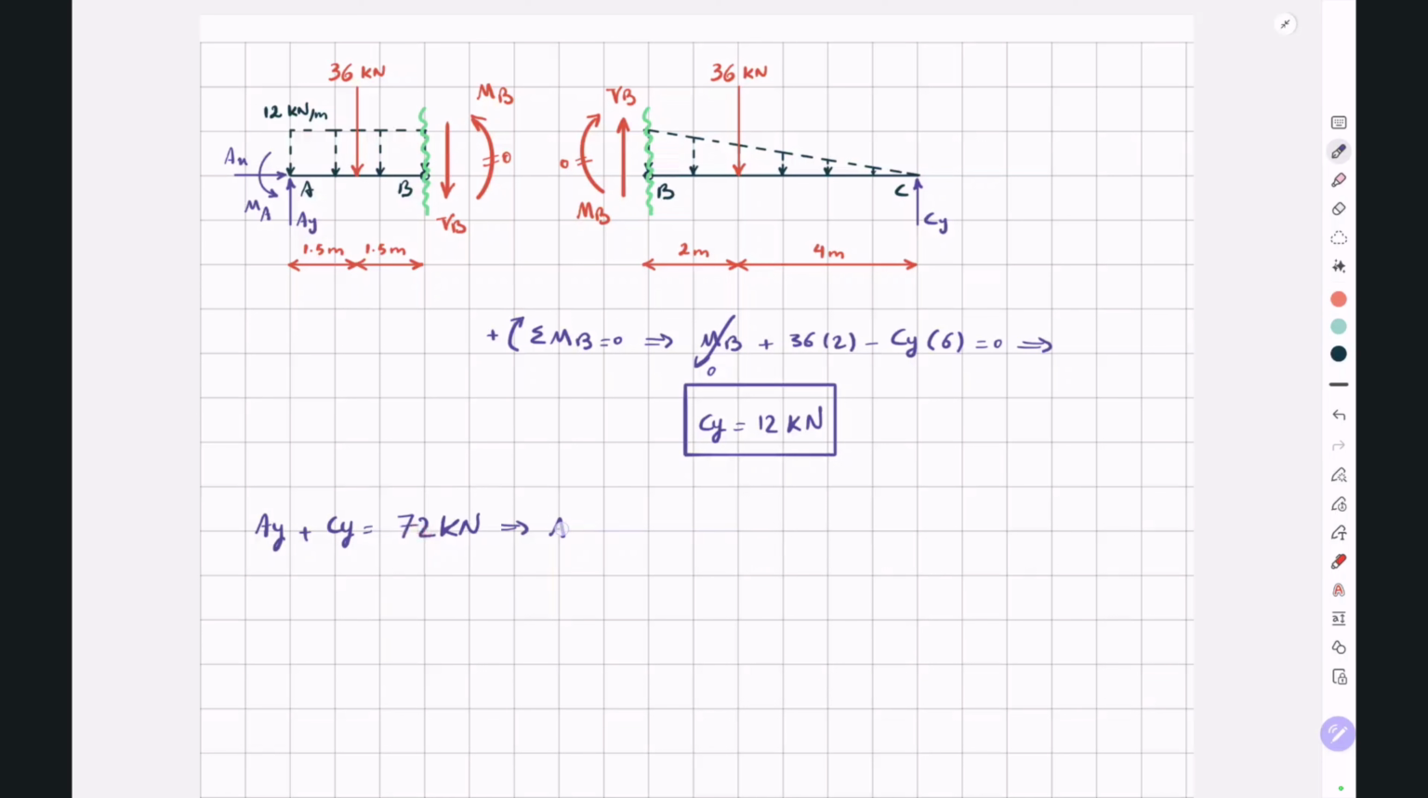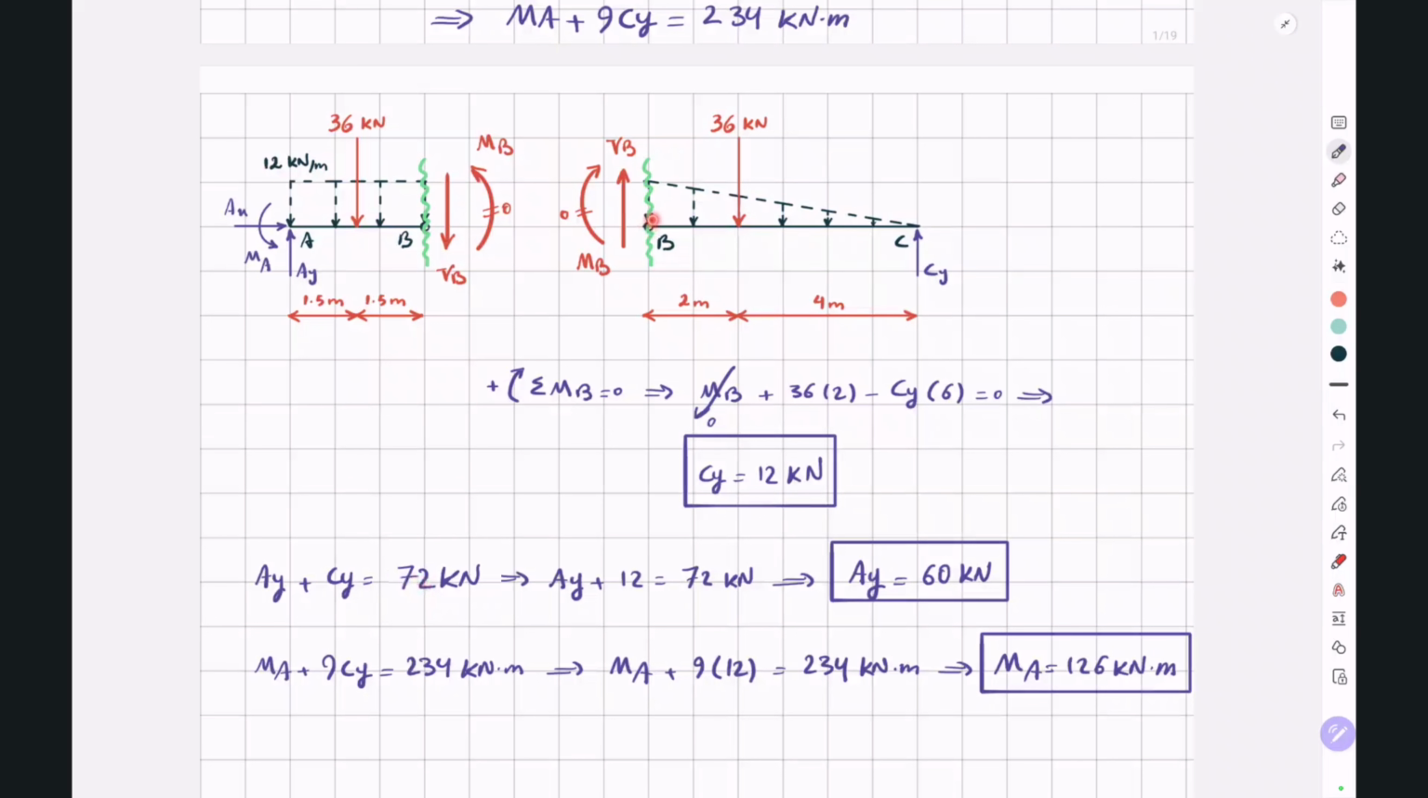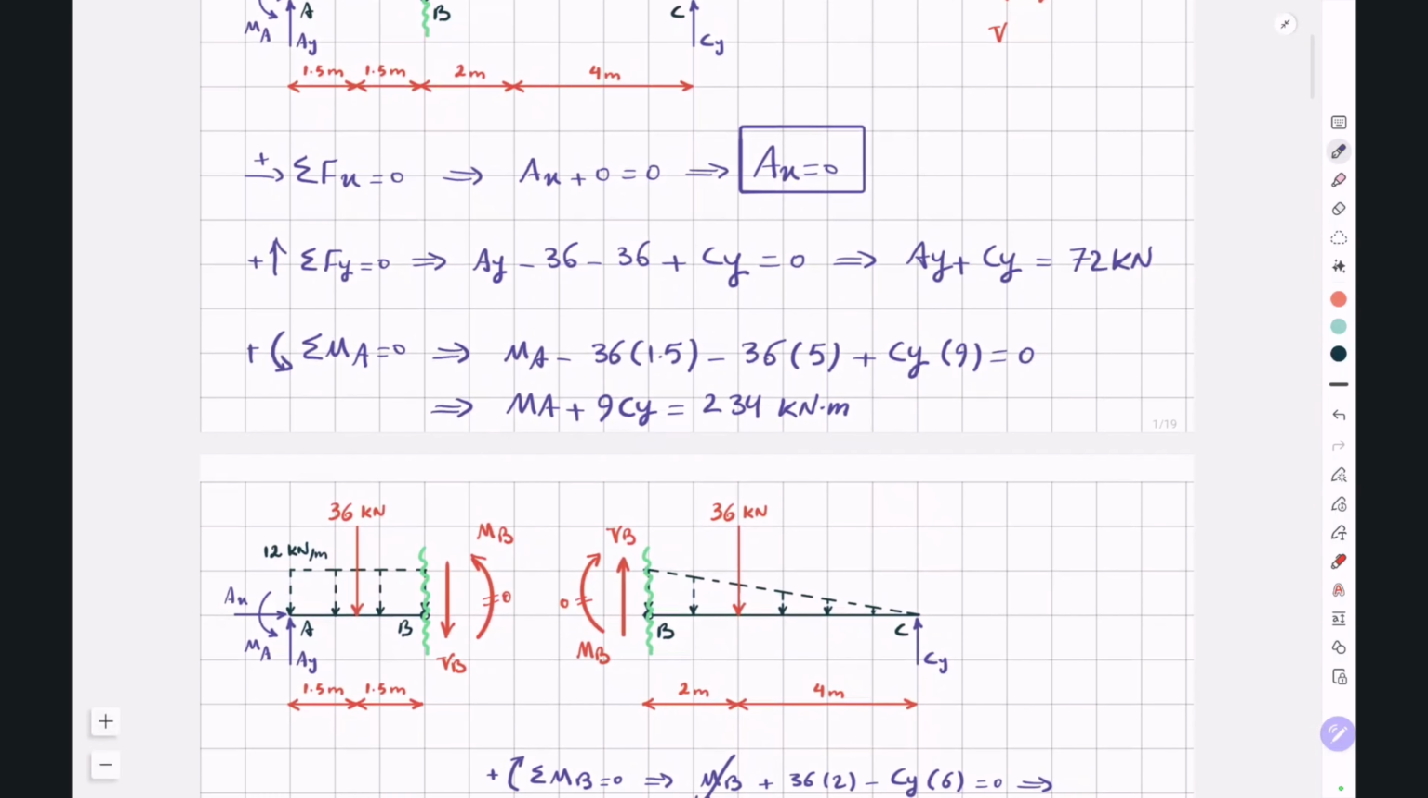So by writing the equation of equilibrium for the right cut segment and taking the moments around this point B where the internal hinge is, using the fact that the internal moment at the hinge is equal to 0, we were able to determine CY, and by putting CY in those two other equations that we determined by writing the equations of equilibrium for our entire beam, we were able to determine AY and MA.